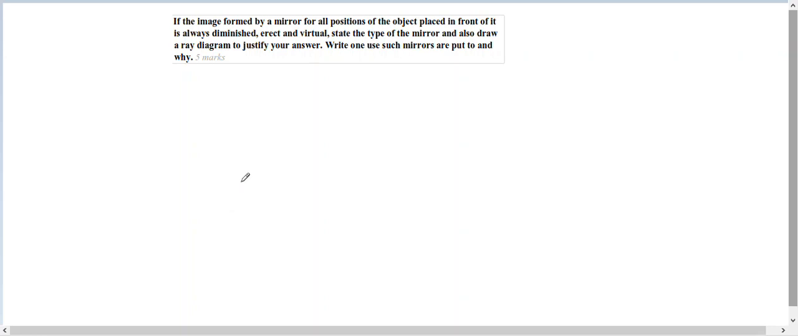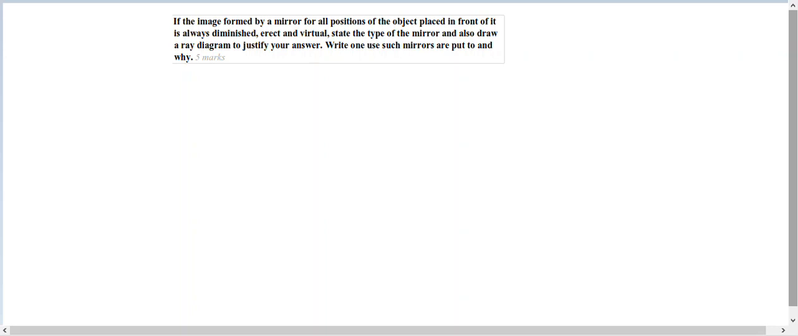So let's go for our question. It says that if the image formed by a mirror for all positions of the object placed in front of it is always diminished, erect and virtual, state the type of mirror and also draw a ray diagram to justify your answer. And then we have to write the use of such mirror.